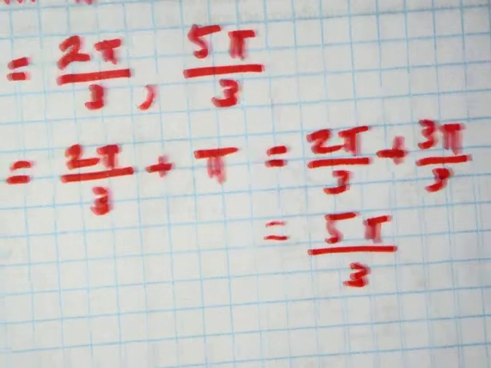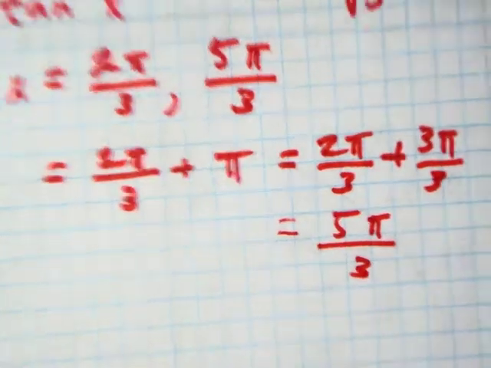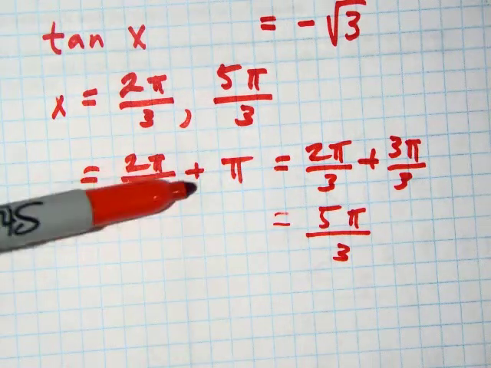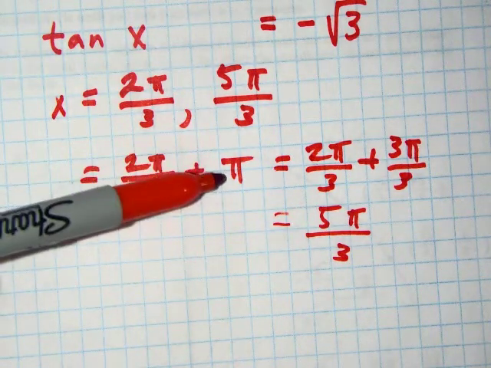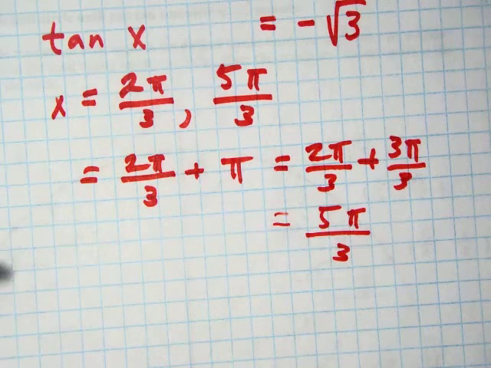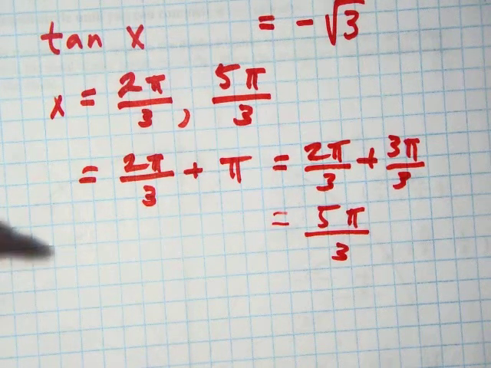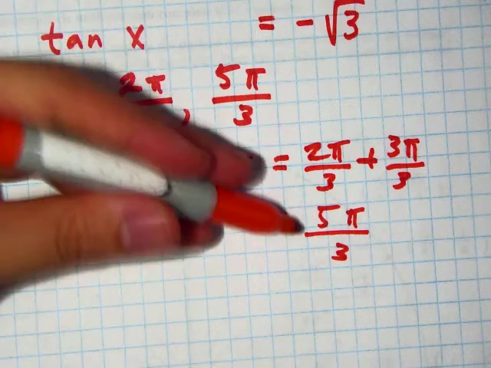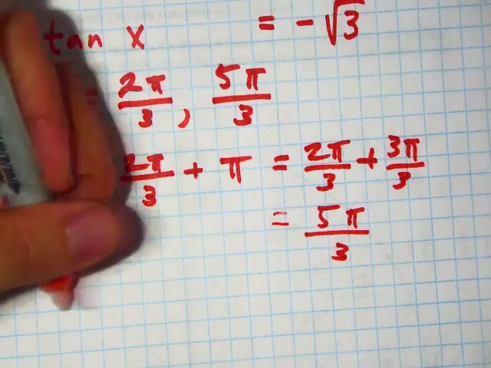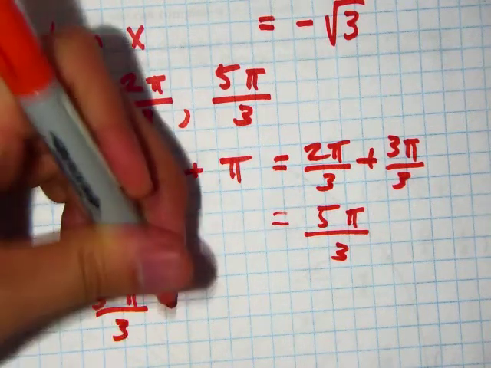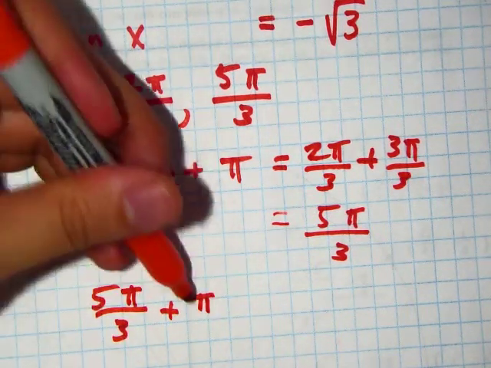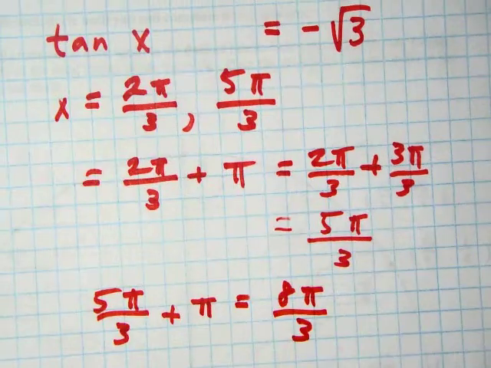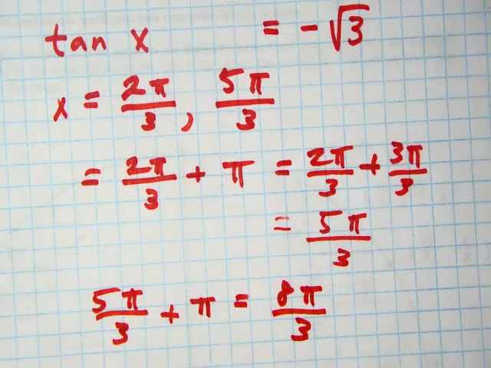Sorry about that. I'll stop for a moment so you can see what I did there. Again, just to repeat, I had 2 pi over 3 plus another pi, because that's the period, and I get 5 pi over 3. Now, I'll bet you $100 that if I add another pi to that, that will also be an answer. So 5 pi over 3 plus pi, another 3 pi over 3, equals 8 pi over 3. I will bet you $100 right now that that is an answer.